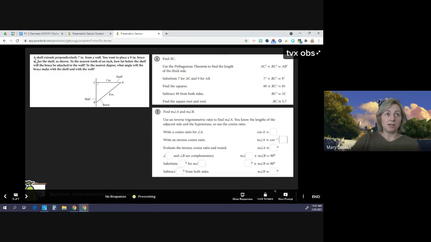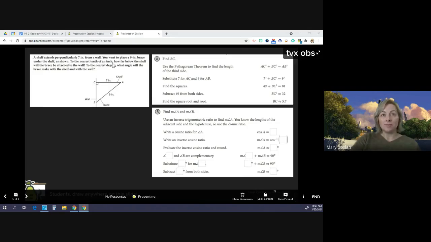Okay, so this first slide here, we can all write on, okay? It's a real life situation. You have a picture here. I try to get everything to fit, so it's a little bit tight, but a shelf extends perpendicularly 7 inches from a wall. You want to place a 9-inch brace under the shelf, as shown.